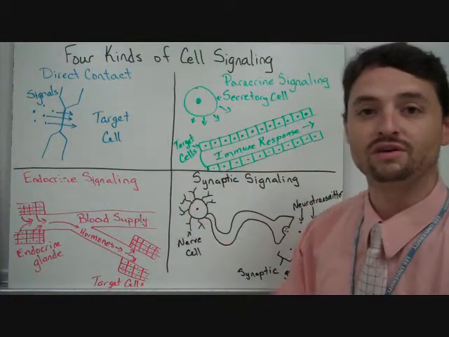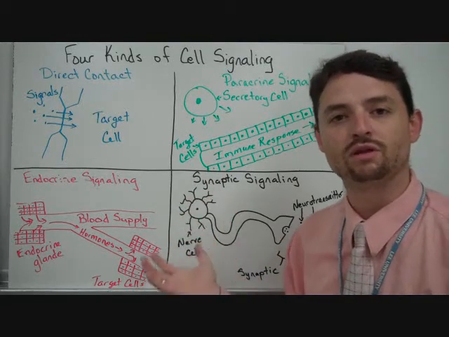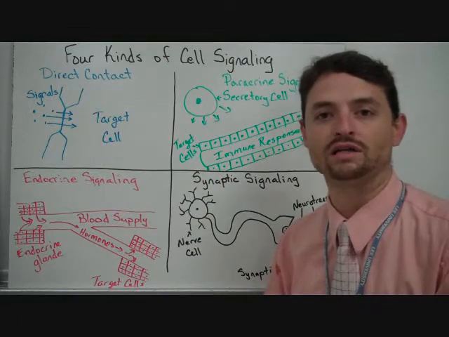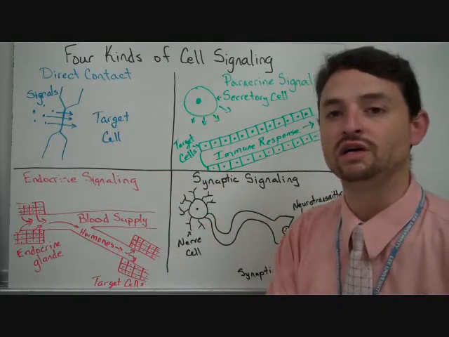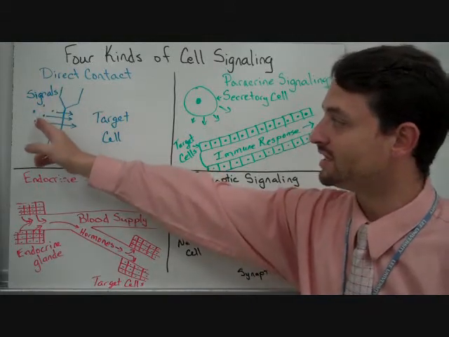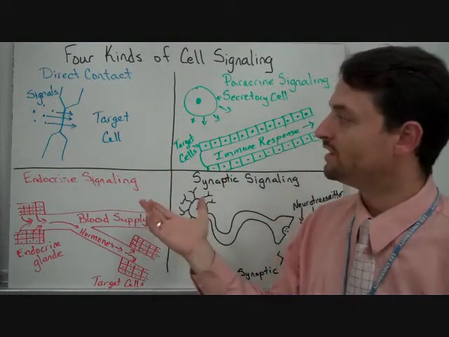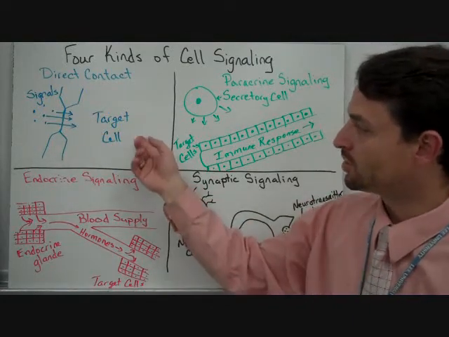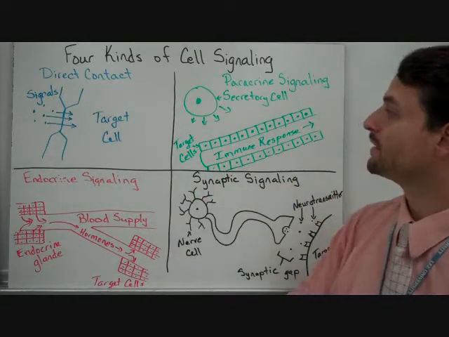There are 4 types of cell signaling, and we'll go into detail on different types of these along the way. The first and easiest is direct contact, and most of the time this is gap junctions between 2 cells, where a signal from one cell is being sent directly into the other cell. And this is through some kind of opening, usually in the cell membrane. So the target cell would be on this side, and the signal goes straight through, a very simple type.